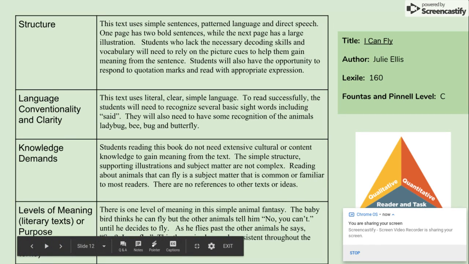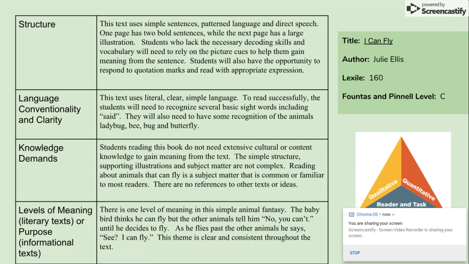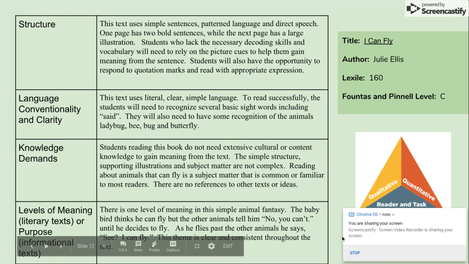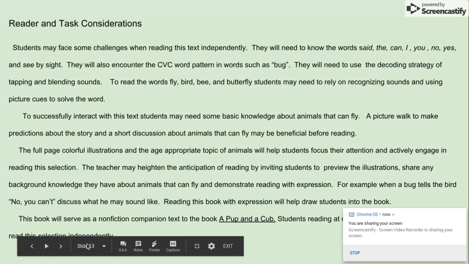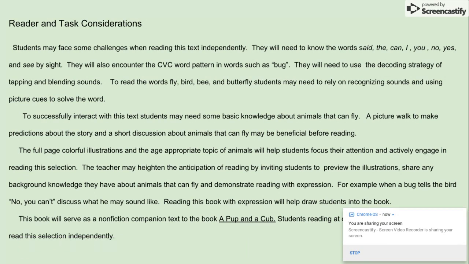Reading about animals that can fly is a subject matter that's common or familiar to most readers. There was no reference to other texts or ideas. There's one level of meaning in this fantasy. The baby bird thinks he can fly, but the other animals tell him no, he can't, until he does. So the theme is clear and consistent throughout the text. Students, again, may face some challenges with the decoding, and it may be necessary to support that. Also, some vocabulary instruction. Using the pictures really helps to gain meaning from those sentences.